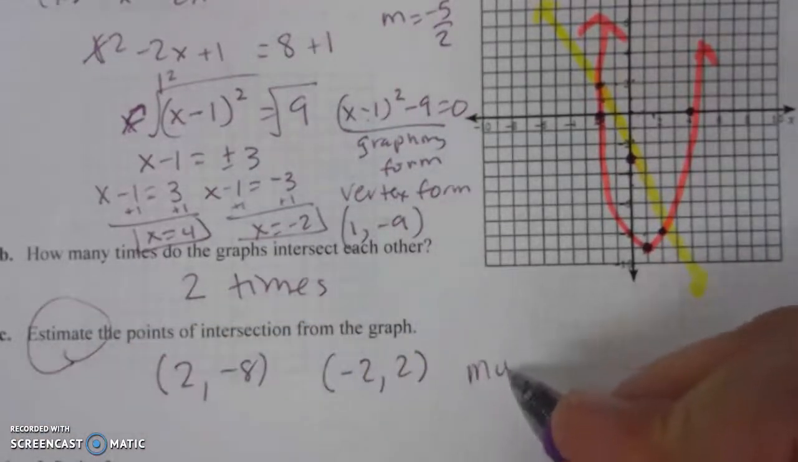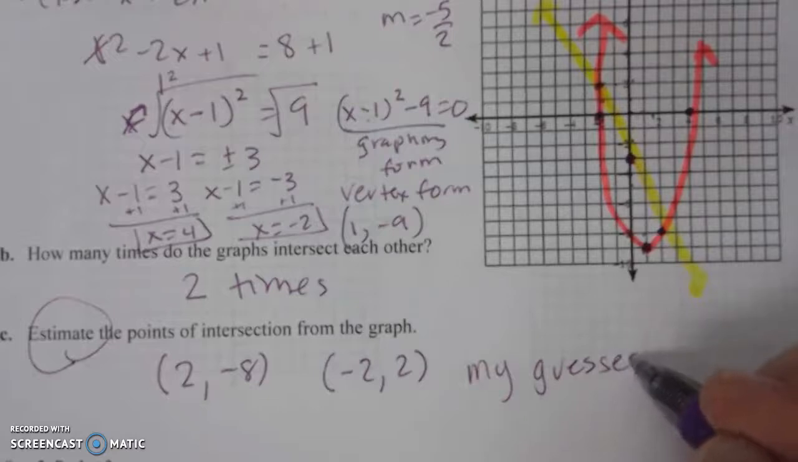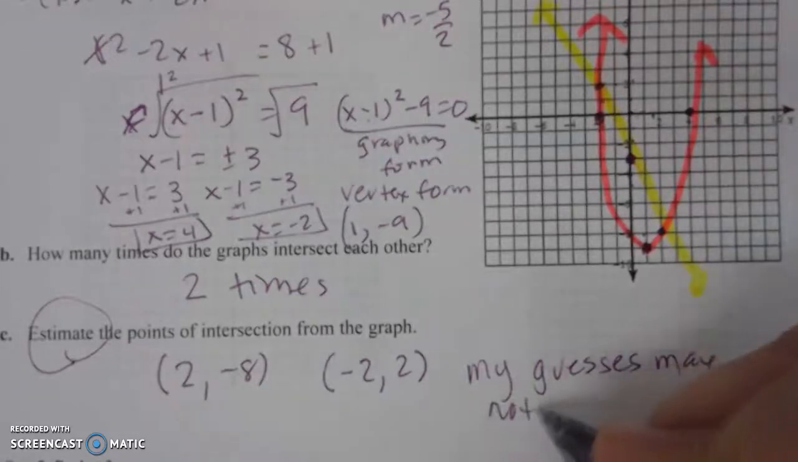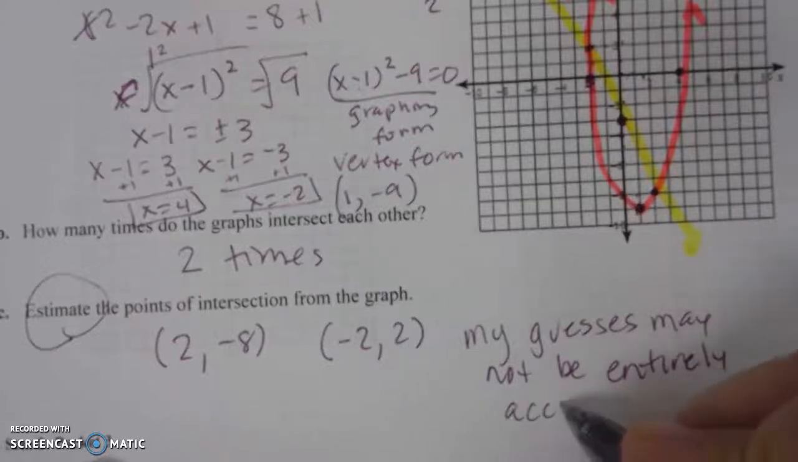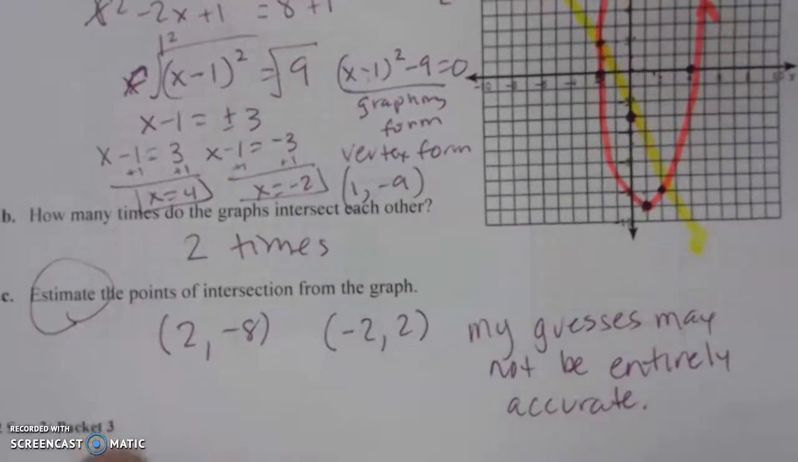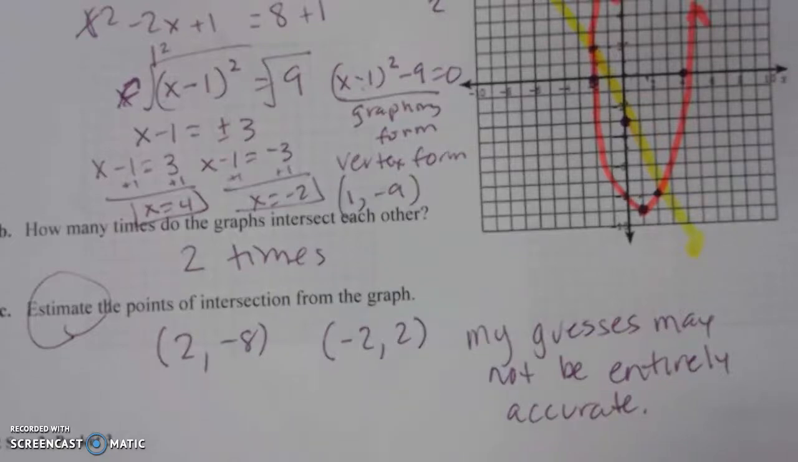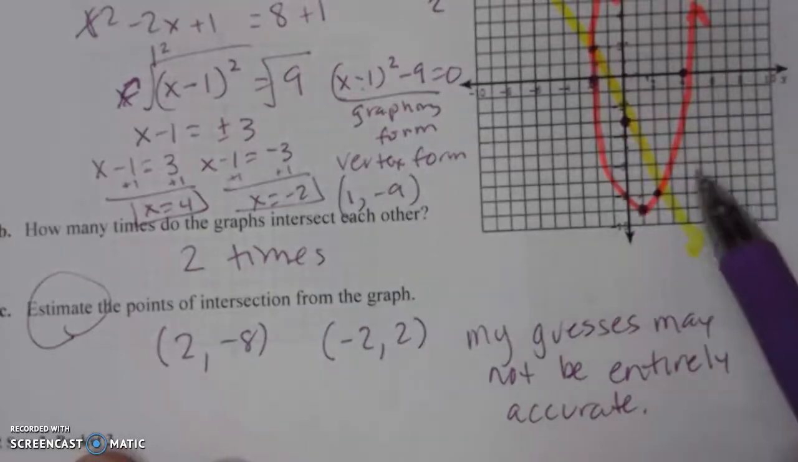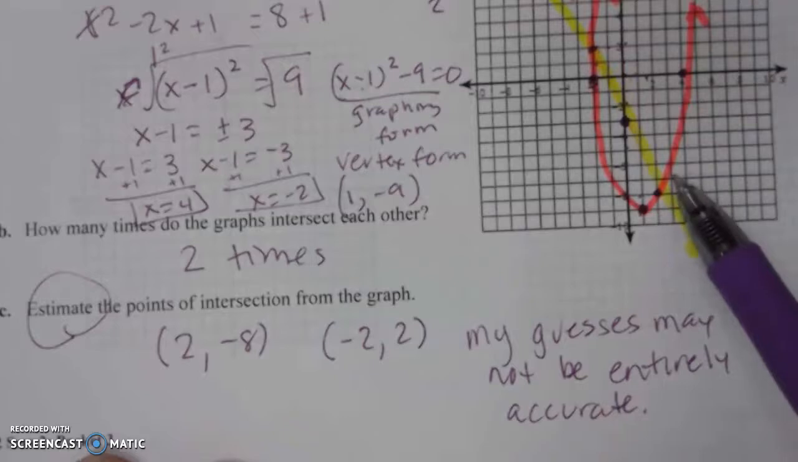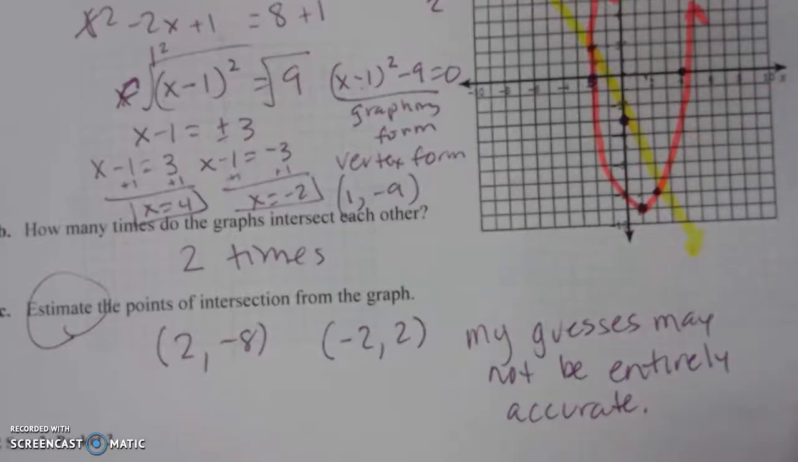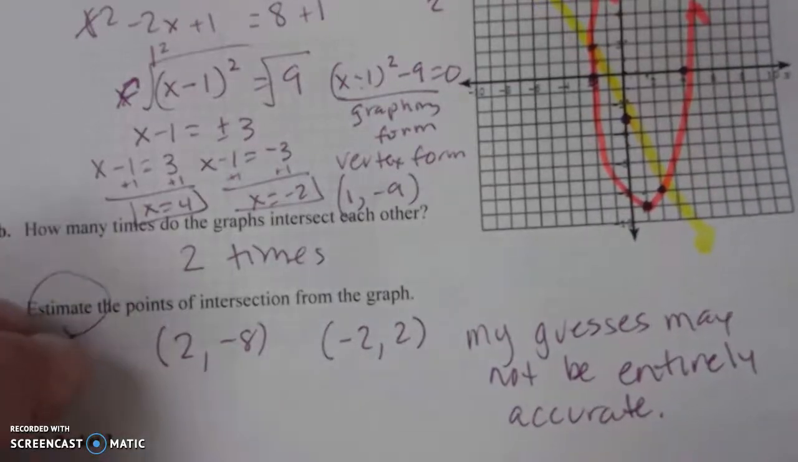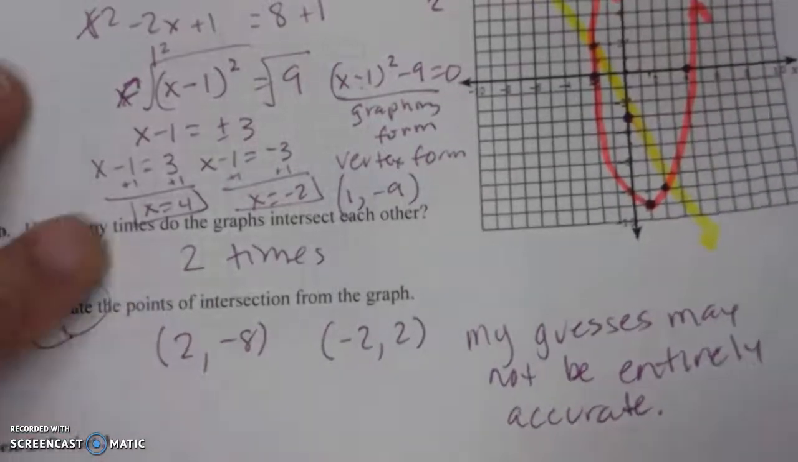My guesses may not be entirely accurate, okay? Since I just took the points from the graph. But it's close enough that I can definitely see I have 2 points of intersection where the 2 lines cross. And then it looks like it's those points. So we'll talk later about how to find exactly what those points are. But for now, we're just learning how to graph and determining how many intersects there are and estimating what they are.